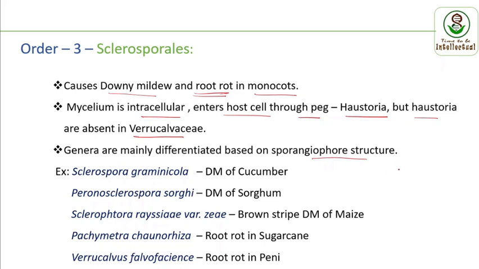I hope you don't see much difference between these Sclerosporales and Peronosporomycetes, but these are classified based on evolutionary characteristics, as closely related organisms. Let's see a few genera and organisms: Sclerospora graminicola, downy mildew of pearl millet; Peronosclerospora sorghi, downy mildew of sorghum; Sclerophthora rayssiae, brown stripe of maize. See, all these are monocots. Pythium, root rot in sugarcane. They also cause root rots, and Verrucalvus flavofaciens, root rot in paddy. So these are just a few species for remembering.